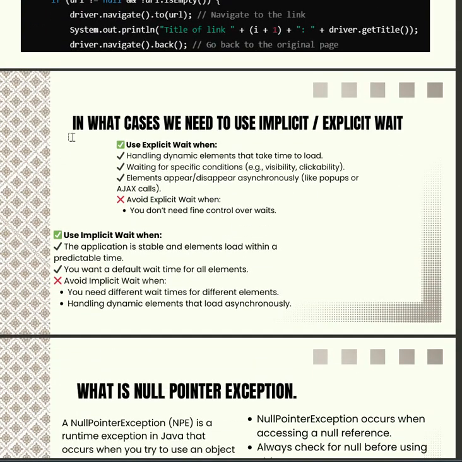The next question is: in what cases do we need to use implicit and explicit wait? Basically in Selenium, waiting mechanisms are used to handle dynamic elements and slow loading pages. First we will see the implicit wait. Implicit wait is a global wait which applies a default wait time for all elements before throwing a NoSuchElementException. We use this wait when elements take a short but unpredictable time to load.